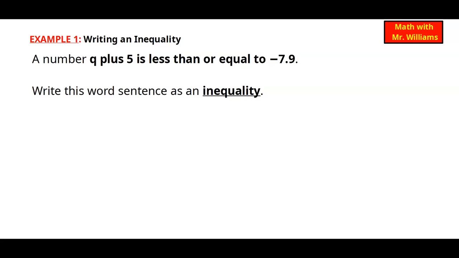Math with Mr. Williams. Example 1, writing an inequality. A number q plus 5 is less than or equal to negative 7.9. Write this word sentence as an inequality. So we have q plus 5, so we're going to write that as q plus 5. And then we have is less than or equal to, that means less than or equal to negative 7.9. And that's how we write our inequality.